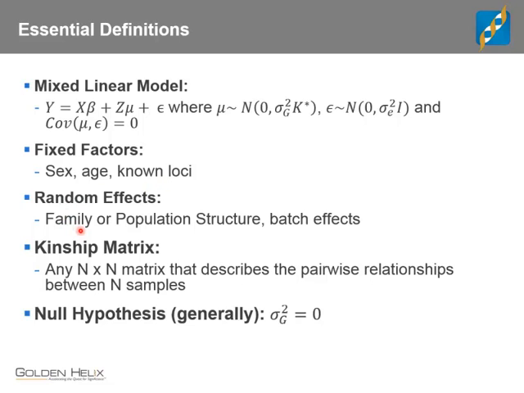Random effects will include the family or population structure or any major batch effects, and that is incorporated in the kinship matrix, which is an n by n matrix that describes the pairwise relationships between the samples. It can be explicitly specified based on pedigree information or generated by computing identity by state, identity by descent, or genomic relationship matrices. The null hypothesis for a mixed linear model for GWAS is typically that the variance component attributable to the relationship between samples is 0.